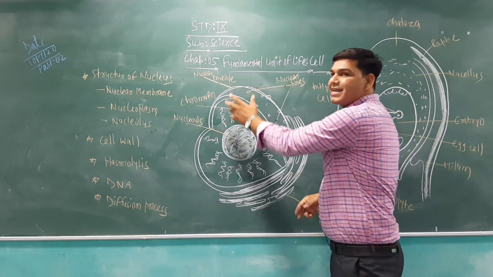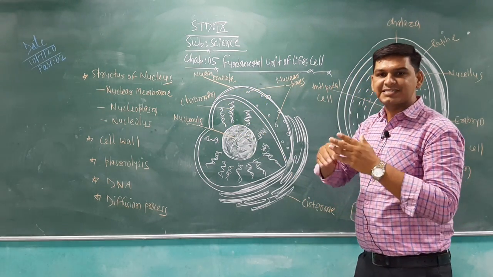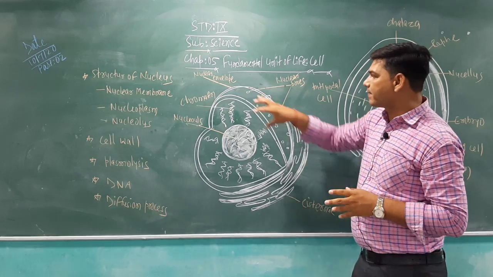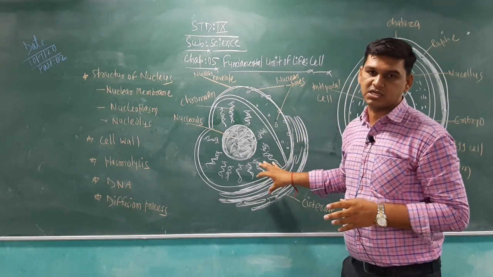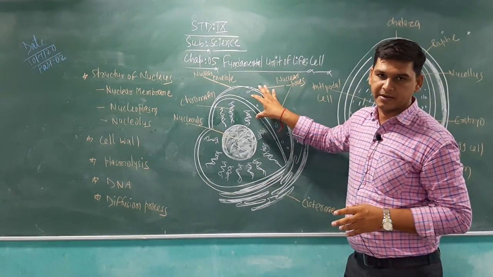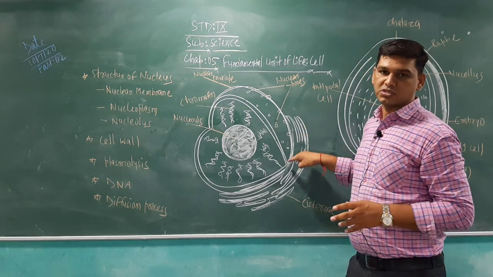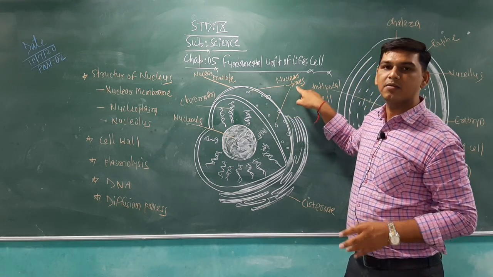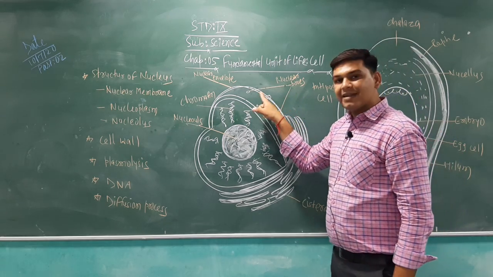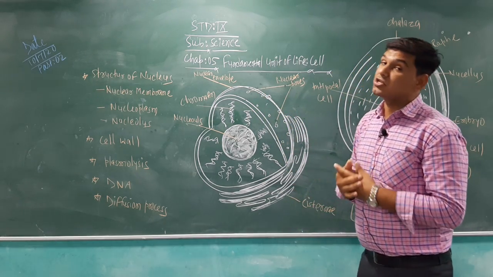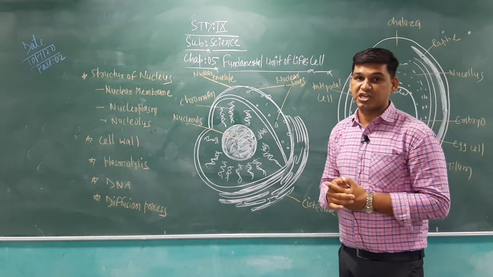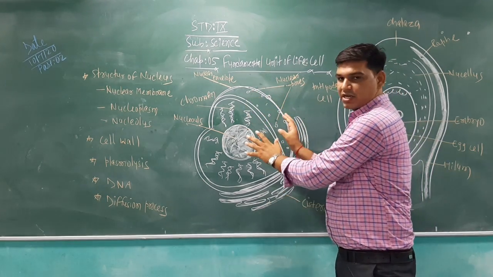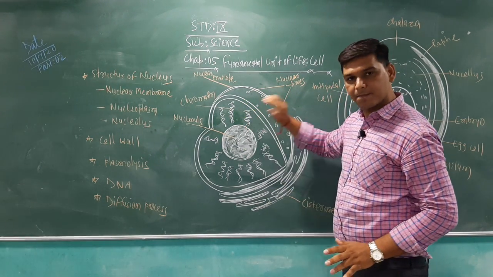Now the nuclear envelope is a membrane structure of the nucleus which contains pores. I am marking it here; they are called nuclear pores. These nuclear pores are used in the nucleus for the exchange of materials. So that is the structure: there is an outer membrane and an inner membrane.